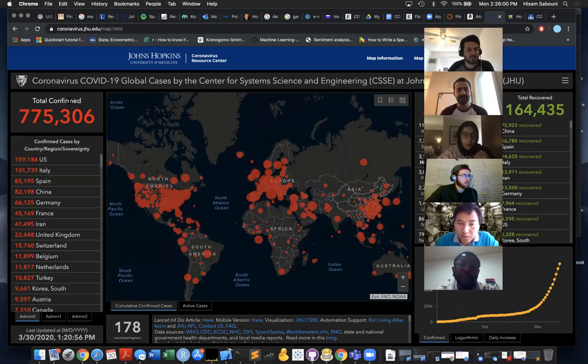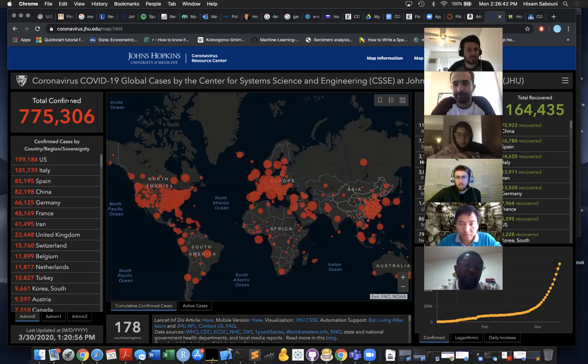What they did is they built a bunch of web scrapers to go to all of the different counties in the United States and collect how many cases they're reporting. As of today, there's 775,306 confirmed cases across the globe. What is a confirmed case? Someone who tested positive. The key thing is tested positive.